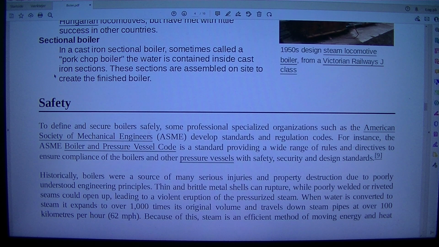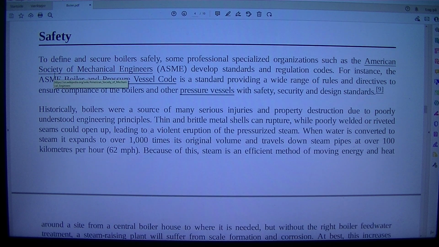Safety. To define and secure boilers safely, some professional specialized organizations such as the American Society of Mechanical Engineers, ASME, develop standards and regulation codes. For instance, the ASME Boiler and Pressure Vessel Code is a standard providing a wide range of rules and directives to ensure compliance of the boilers and other pressure vessels with safety, security and design standards.